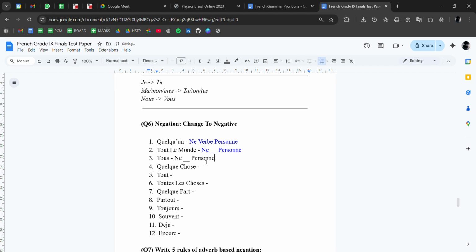Then we have tout, quelque chose. Quelque chose takes ne understood rien. Same with tout, ne understood rien. Then tout, ne understood rien. Quelque part and partout, ne understood nulle part. Partout we have same as above, understood nulle part.